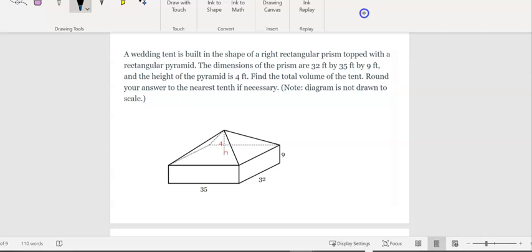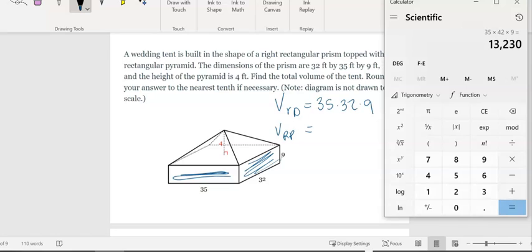The dimensions of the prism are 32 by 35 by 9 tall. The height of the pyramid is 4 feet. And then we're supposed to find the volume of the whole thing. So I would like to start by finding the volume of the rectangular prism on the bottom. The volume of the rectangular prism is going to be 35 times 32 times 9, which is 10,080.